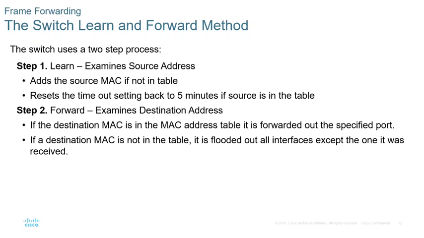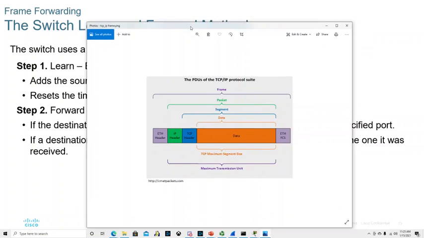I'll finish up here, and then I'll show another little infogram. If the destination MAC address is not in that table, it's going to be flooded out all interfaces except the one it was received on, in order to try and figure out where that location is.